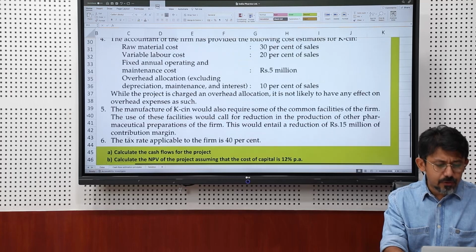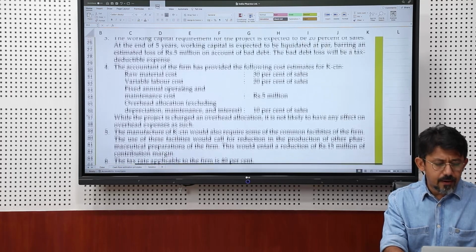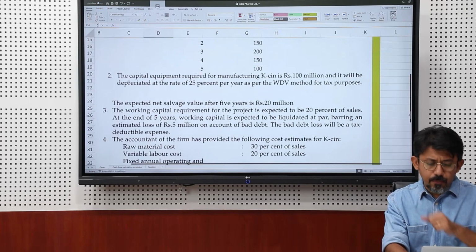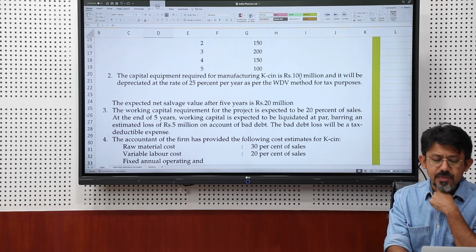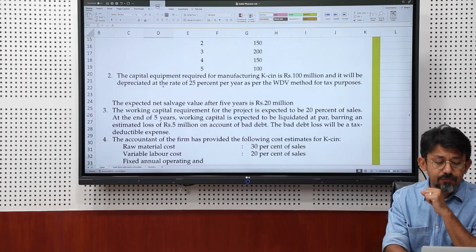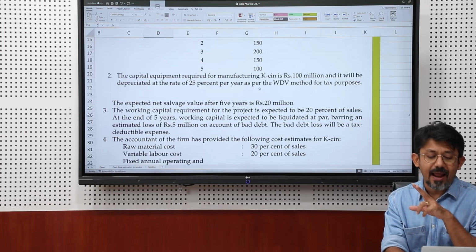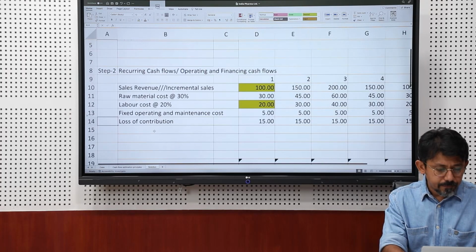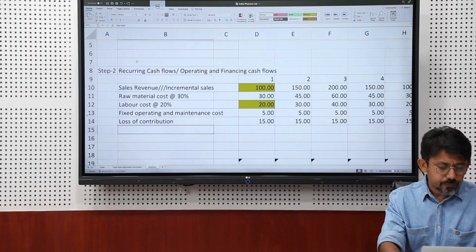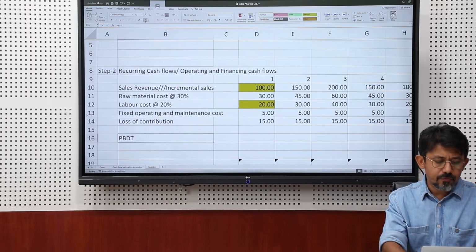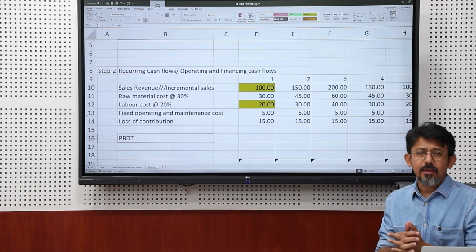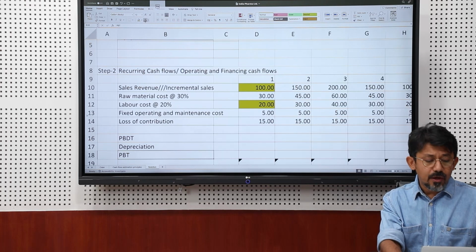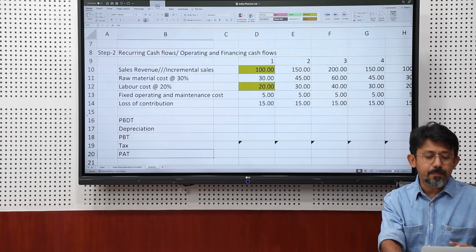Let me then come back to the case and come back to the working capital point. No, the second point over here, that the capital expenditure is 100 million, we have recorded that, and it will be depreciated at 25% per annum as per WDV method. So, if I deduct all of these costs, I will come down to PBDT, and if I deduct depreciation from that, I will come to PBT. From that, if I deduct tax, I will come to PAT.